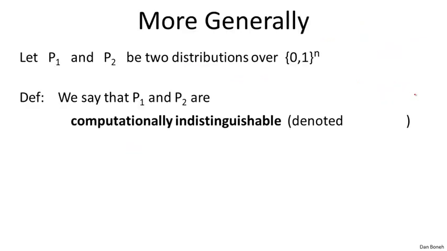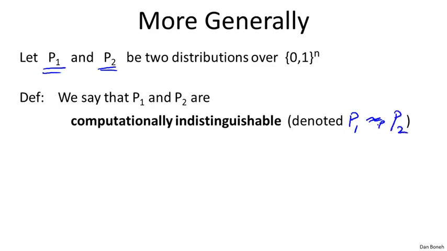Now, before we end this segment, I want to generalize a little bit what we did and introduce a little bit of important notation that's going to be useful throughout. So we're going to generalize the concept of indistinguishability from uniform to indistinguishability of two general distributions. So suppose I give you P1 and P2, and we ask, can these two distributions be distinguished? And so we'll say that the distributions are computationally indistinguishable, and we'll denote this by P1 ≈p P2.